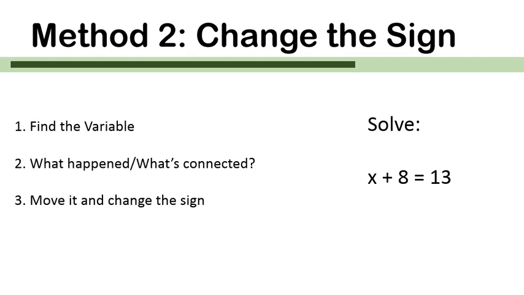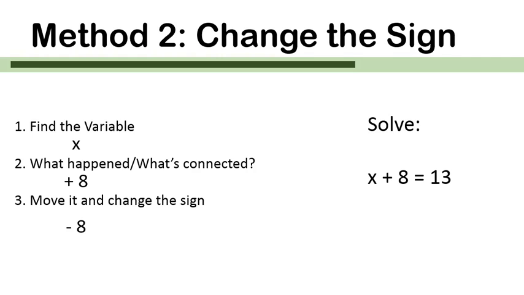You're going to find the variable. You're going to say what happened or what is connected to it. So my variable's x. What happened to it? It added 8. Now, what I'm going to do is move that and change the sign. So instead of being plus 8, I'm going to change the sign to negative 8.